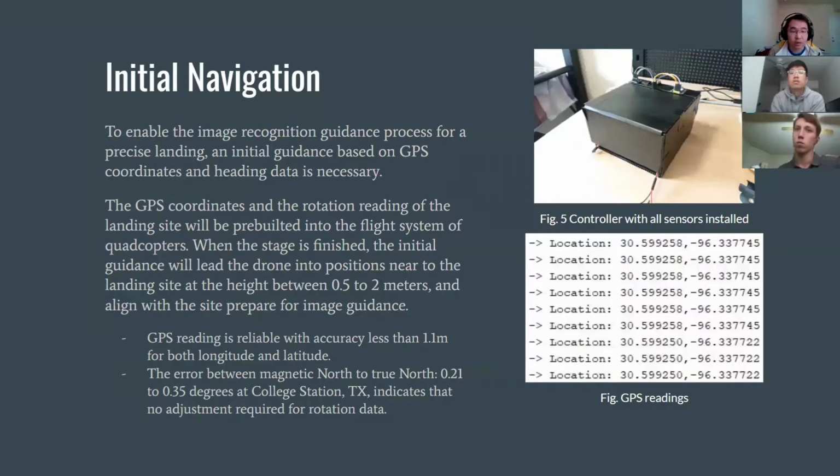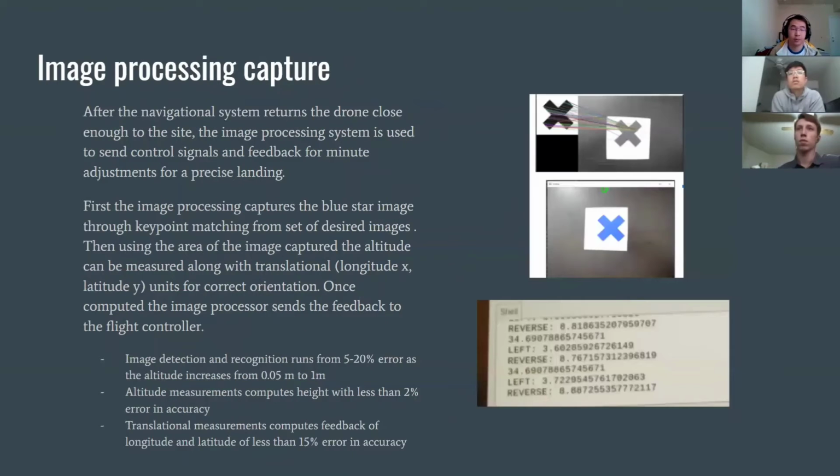In terms of accuracy, the GPS reading is reliable within less than 1.1 meters for both longitude and latitude. The error between magnetic north and true north is between 0.21 and 0.35 degrees at College Station, Texas, which indicates that no adjustments are required for the rotation data.